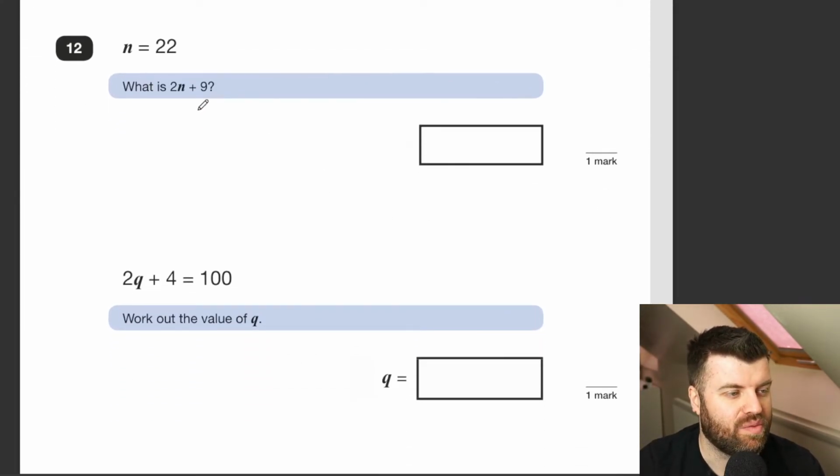N equals 22. What is 2n plus 9? Well, in this case, when we have 2n next to the number like that, we just multiply it by 2. So this would be 44 plus 9. 44 plus 9 is 53.